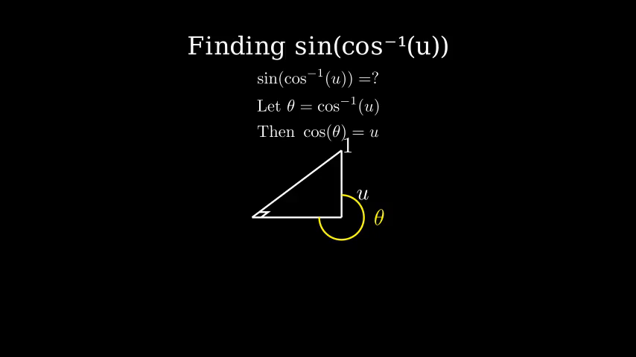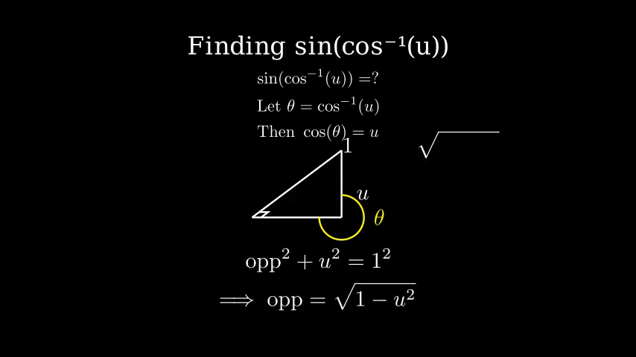Now, we can use the Pythagorean theorem to find the opposite side. If the hypotenuse is 1 and the adjacent side is u, then the opposite side must be the square root of 1 minus u squared.